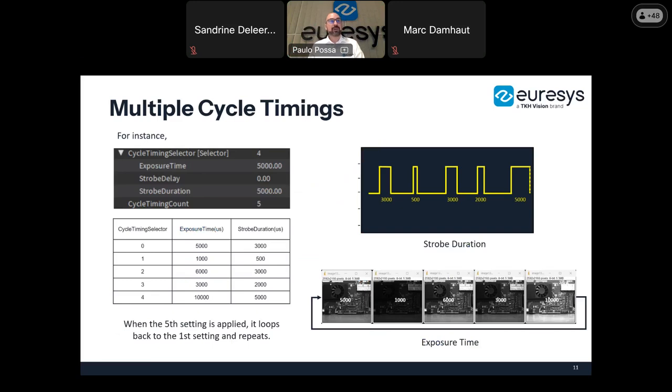In this example, we created a sequence with 5 different trigger timings, where each trigger has its own exposure time and strobe duration. As a result, each acquired image in the sequence will have a different response to the light. We can see here in the bottom.